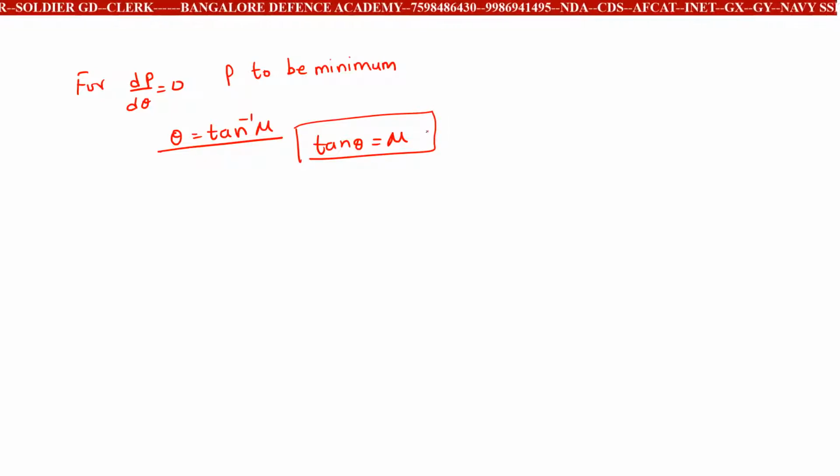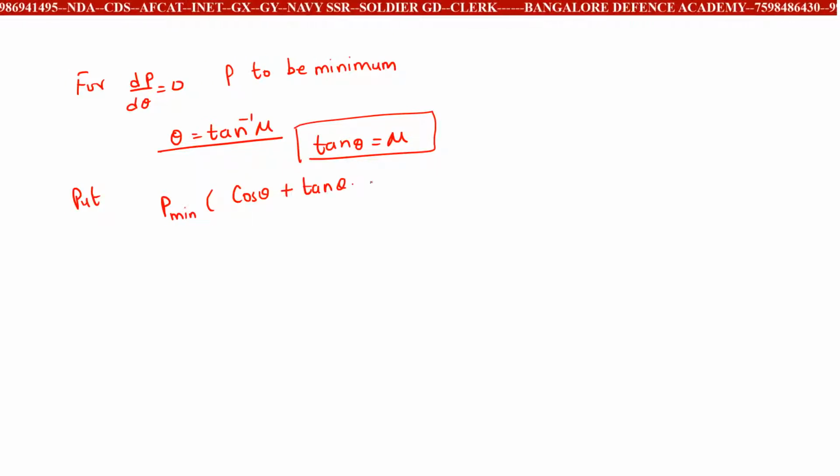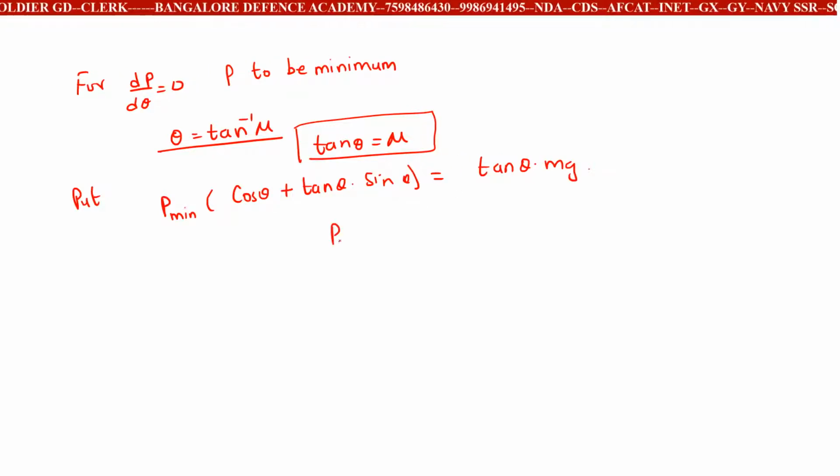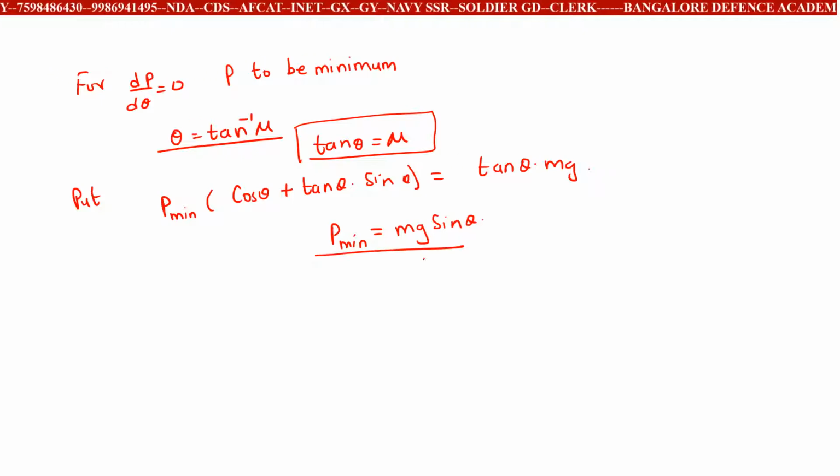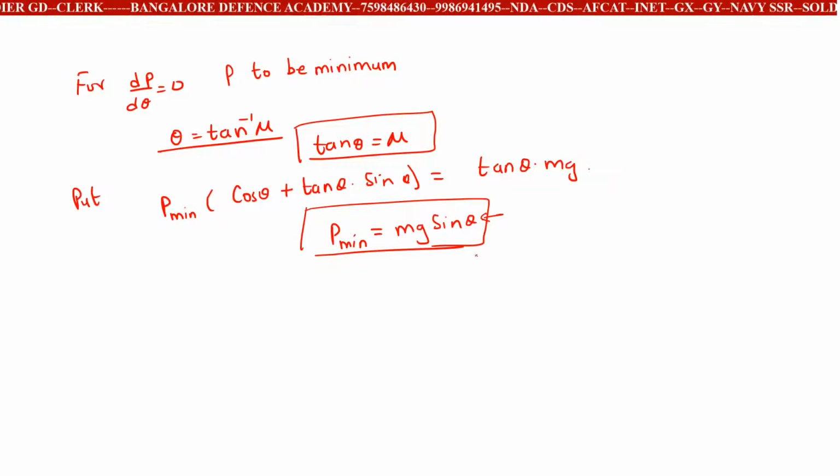So here you need to find directly the angle, and finally if you put the values of the minimum force, you get cos theta plus tan theta into sin theta, you get tan theta into mg, that is the reaction force. So p minimum is equal to mg sin theta. It means that the body can be removed with least force if the applied angle is the angle of friction. So this is the formula that we are going to use for the upcoming problems.